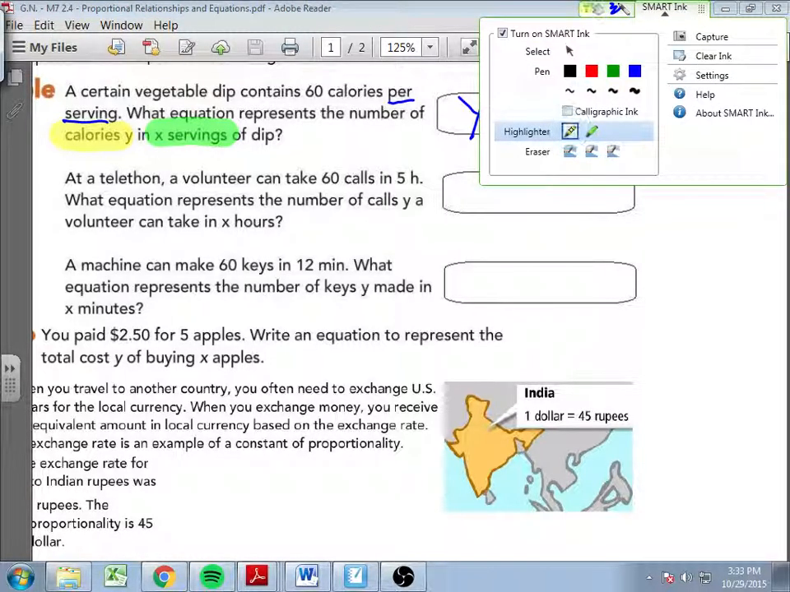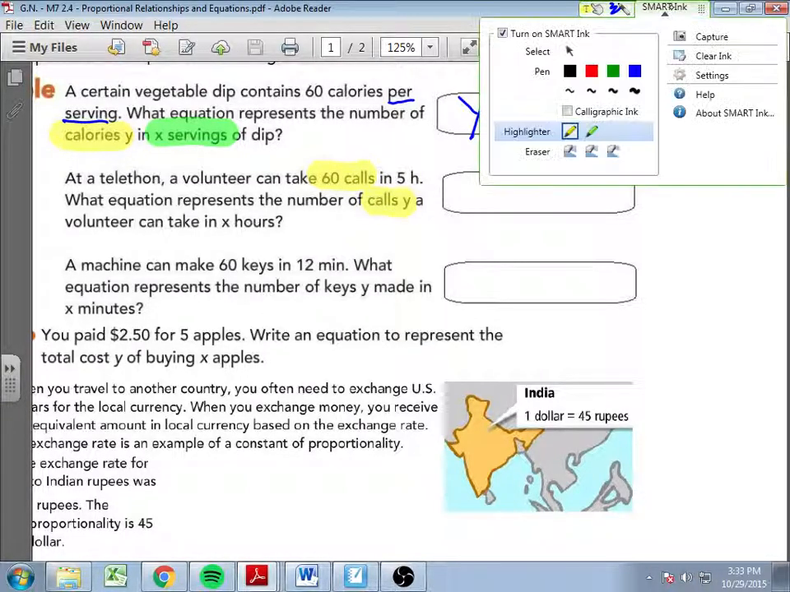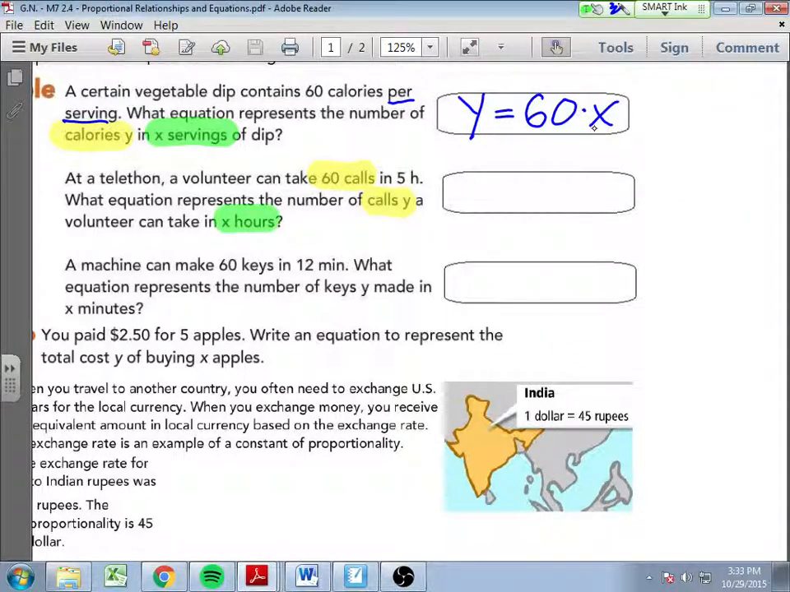So a telethon can take 60 calls in 5 hours. What is the number of calls y? So pay attention to how they phrase this. When they say express the number of calls y, it's telling you that y in your equation is the calls, and then x in our equation is the time in hours.